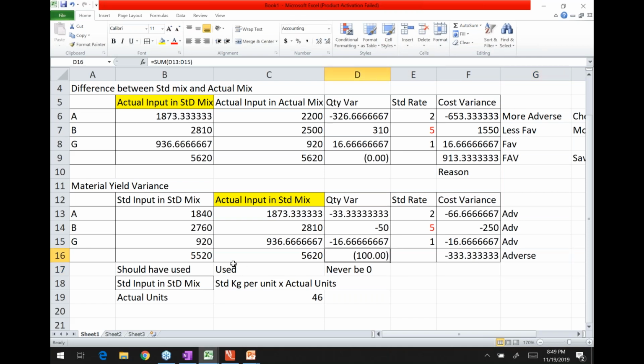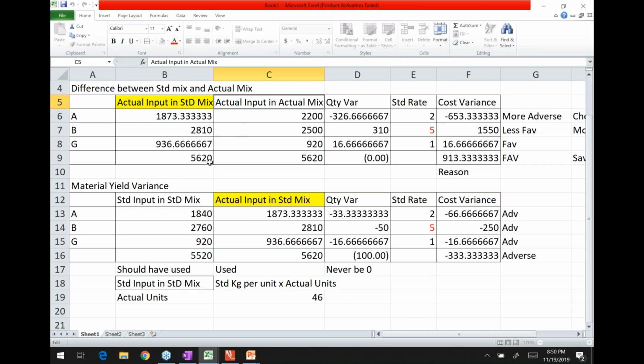So quickly, let me just tell you, mix variance. See, actual input. So input is same in mix, which means mix results because of the difference between what? Standard mix and actual mix. So mix variance is the difference between standard mix and actual mix. This is the uncommon thing.